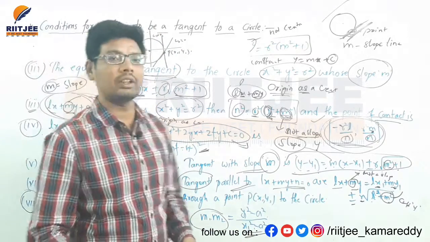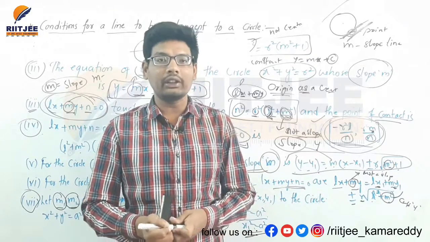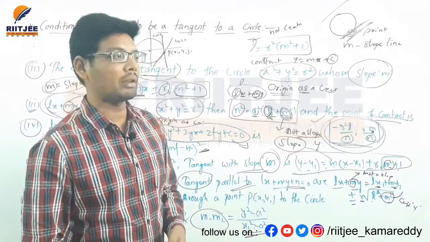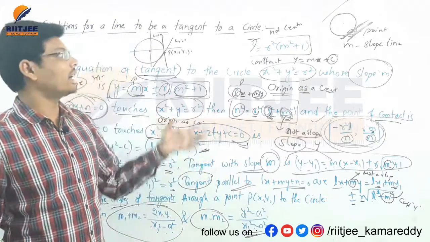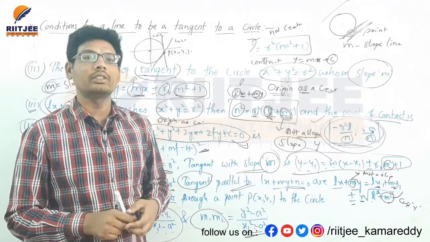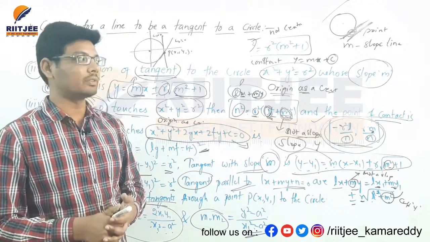This is all about the concept of power of a point, some important points, example problems, tangents of a circle and conditions for a tangent of a circle. In the next class we are going to learn about the normal of a circle. Thank you.